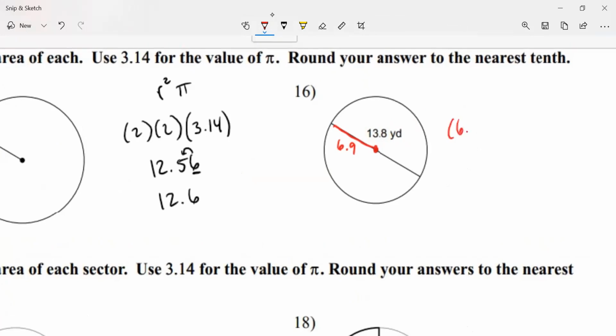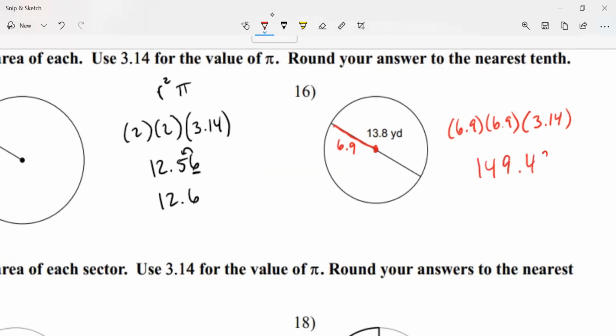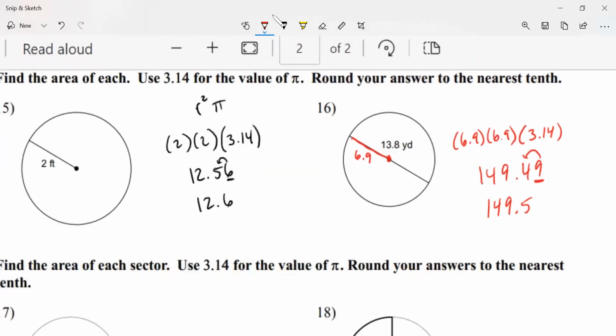I'm just going to go 6.9 times 6.9 because I have to go radius squared times 3.14, right? We have to multiply this by the pi, but we're going to use 3.14 for pi. According to my calculator, I have 149.49. The second decimal number pushes the previous number up, so my answer will be 149.5. Pretty cool, okay? So now we know how the area was created. Now we know how to use this. So find the area of circles, whether I have the radius given or the diameter given, I'm good.